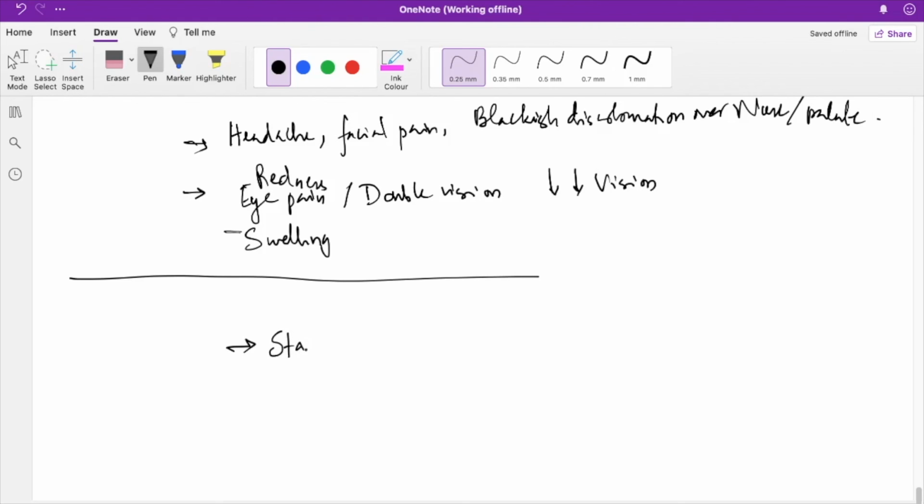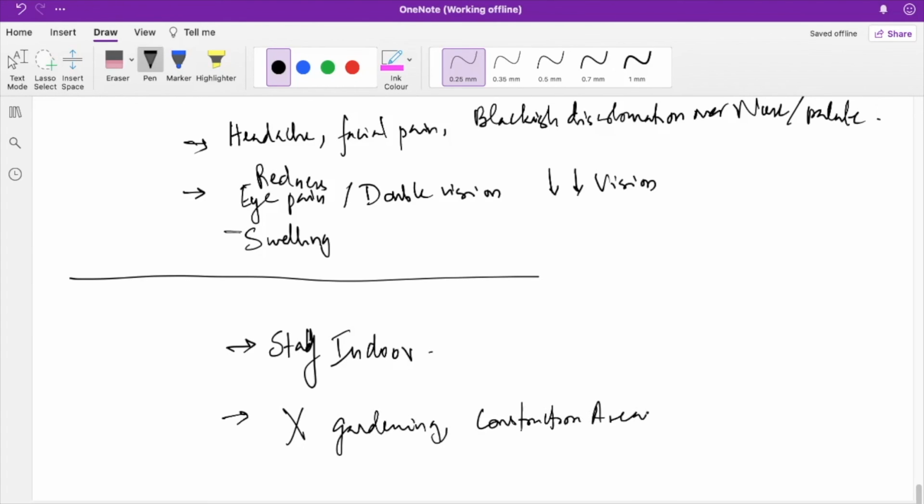So if you are recovering from COVID-19, stay indoors. Especially if you are a diabetic patient or an immunosuppressed patient, stay indoors. I said these spores that cause infection are mostly present in the soil, in the gardening area, in construction work areas. There will be dust rising, and along with this dust, the spores can rise. So avoid gardening, construction areas, avoid working in soil. Stay indoors, and if it is unavoidable, use masks, gloves, boots to protect yourselves.